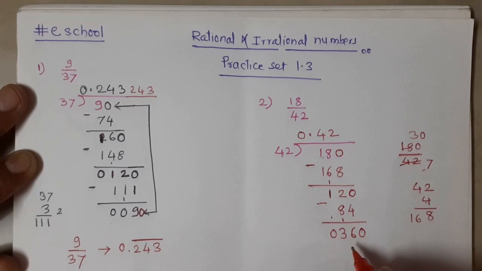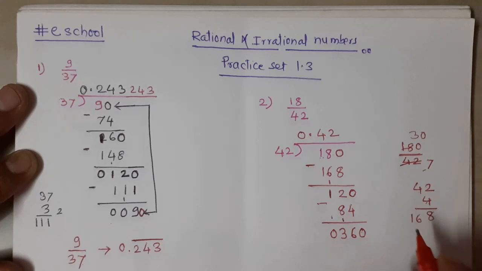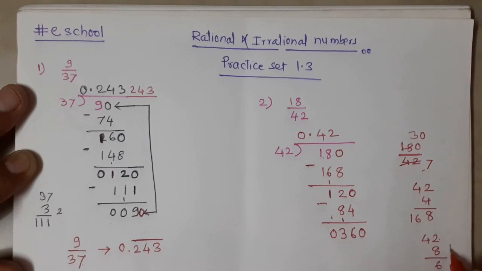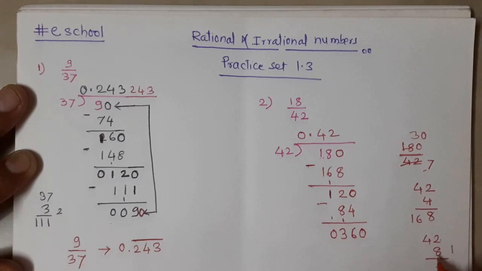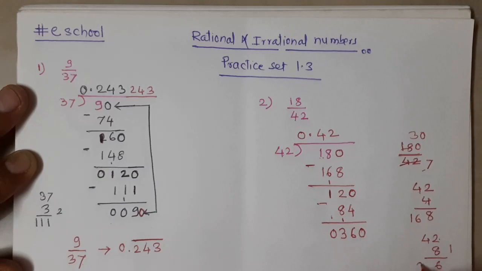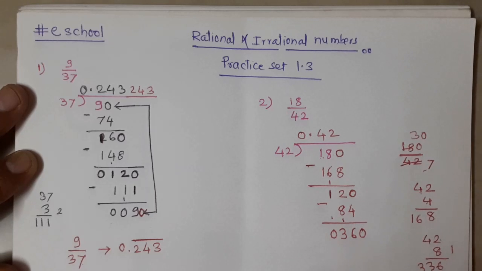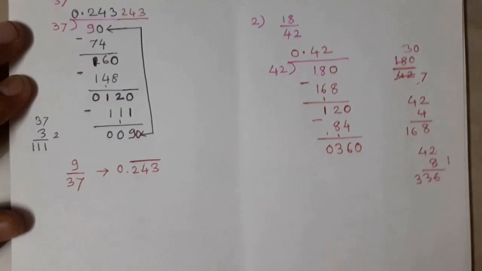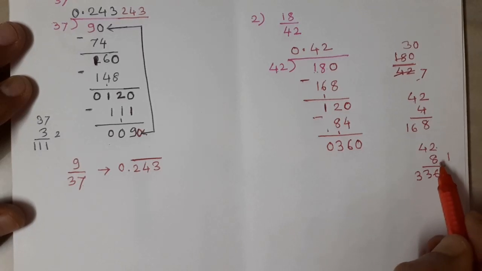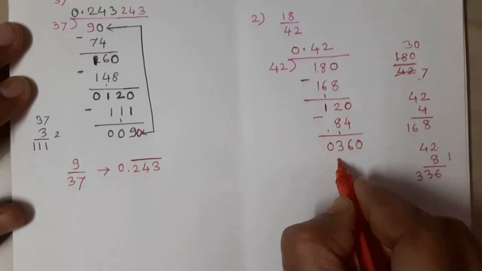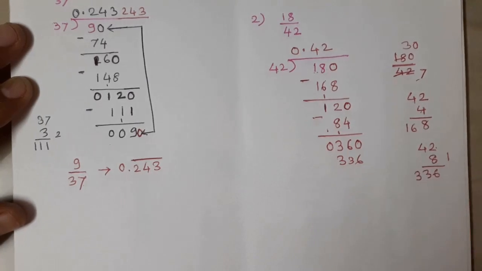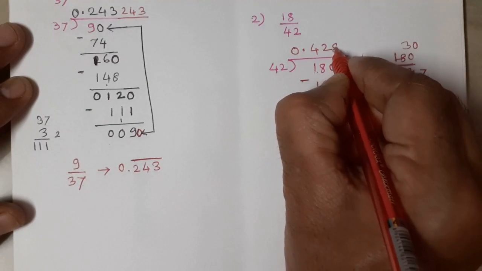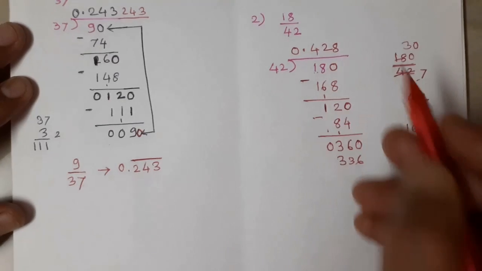So when we get 360, what is 42 eights? 8 twos are 16, 8 fours are 32 plus 1 is 33. So it is 336. We are writing here 8.